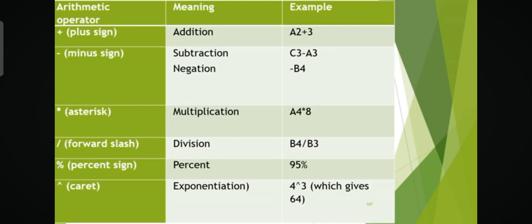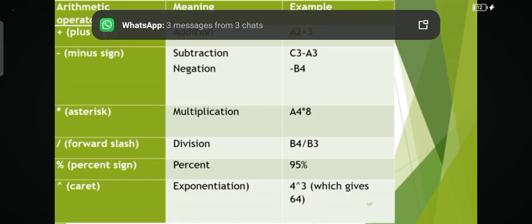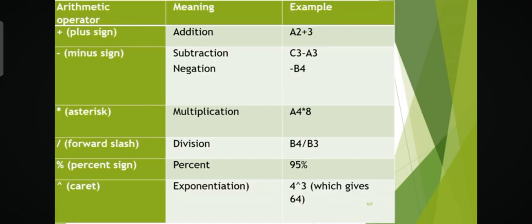Then when it comes to exponents, we use the caret. The one you see that looks like a small V pointing up is what we call the caret. That's used for exponentiation. For example, if you want to do 4 raised to the power of 3, then you use the caret. If you want to do 6 times 6 times 6, that's 6 to the power of 3. So 6 caret 3.